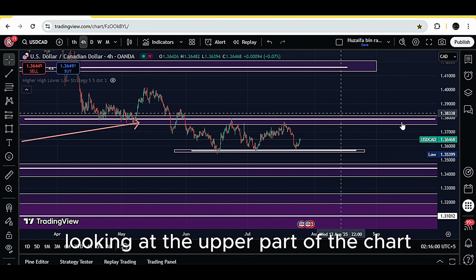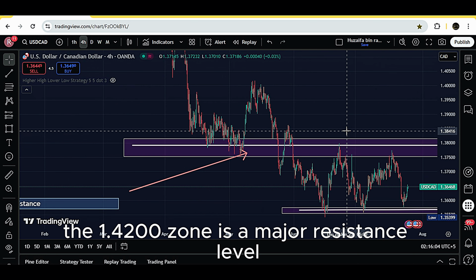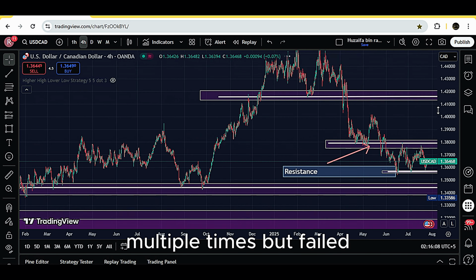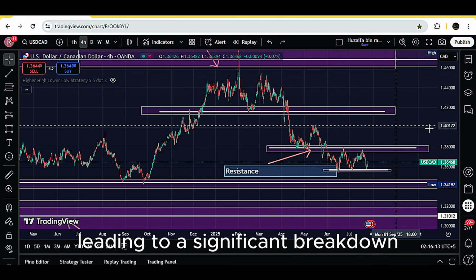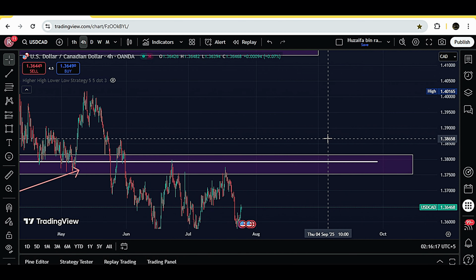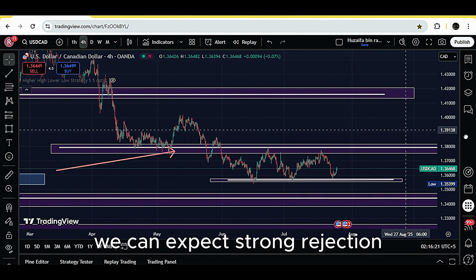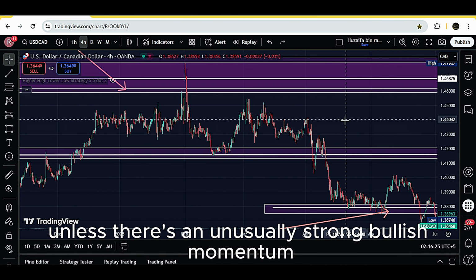Looking at the upper part of the chart, the 1.4200 zone is a major resistance level. The price attempted to stay above this area multiple times, but failed, leading to a significant breakdown. This area is now acting as a strong supply zone, and if the price ever climbs back up to retest it, we can expect strong rejection unless there's an unusually strong bullish momentum.